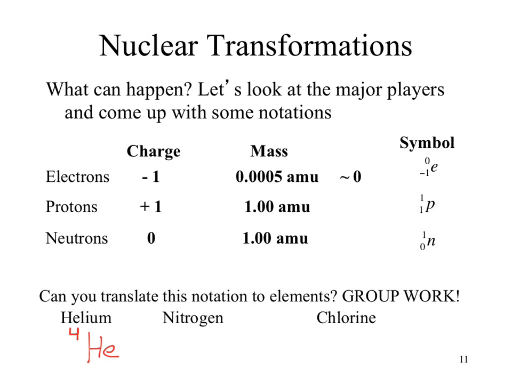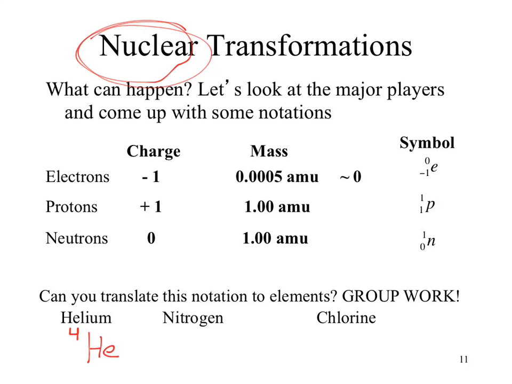What is the charge in the lower left-hand corner? What is the charge on a helium atom? It's kind of a tricky question. 0. What is the charge on a helium nucleus? 2. Which number should we put there? Why 2? Because we are looking at nuclear transitions. We do not care about the electrons on the outside. We are only looking at the nucleus.